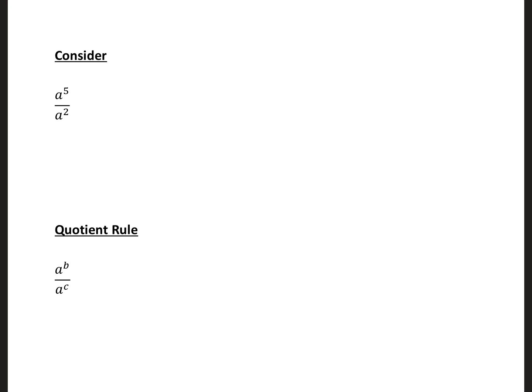Now let's consider a to the fifth over a squared. We could rewrite this expression as a times a times a times a times a in the numerator over a times a. The result is that this a times a in the denominator would cancel out a times a in the numerator, and we would end up with a cubed.